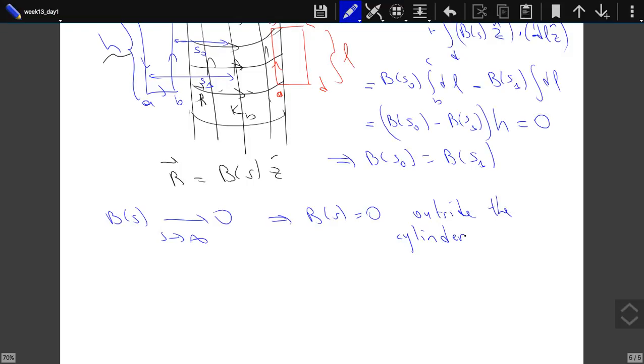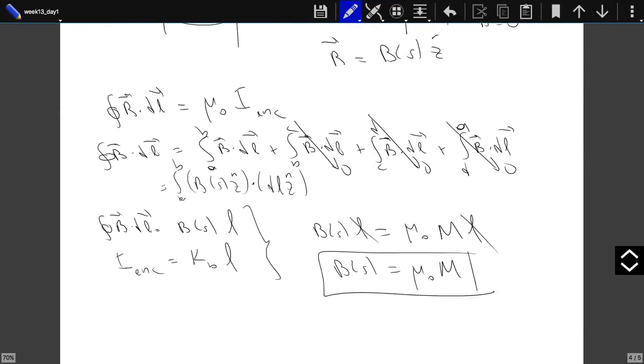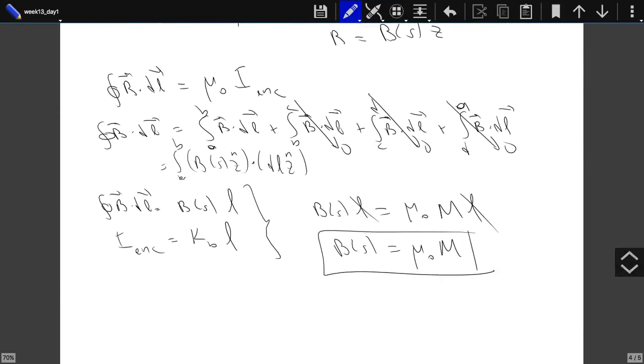When S goes to zero, does it completely turn into B? Well, you see, we are looking at outside the sphere. Outside the sphere, S can never be 0. Inside the cylinder, we know that this is Bs. This means 0 times the magnetization.